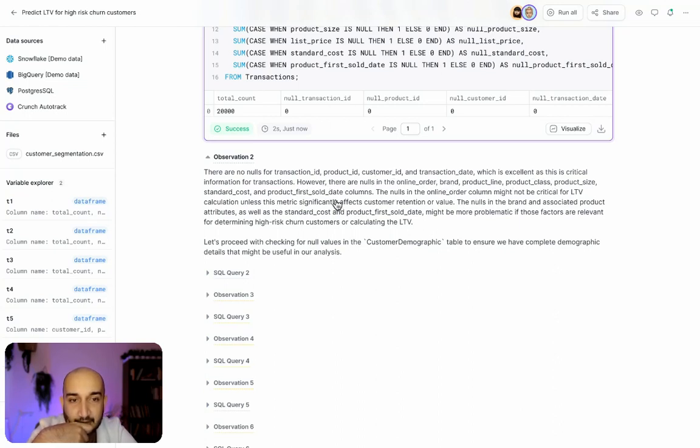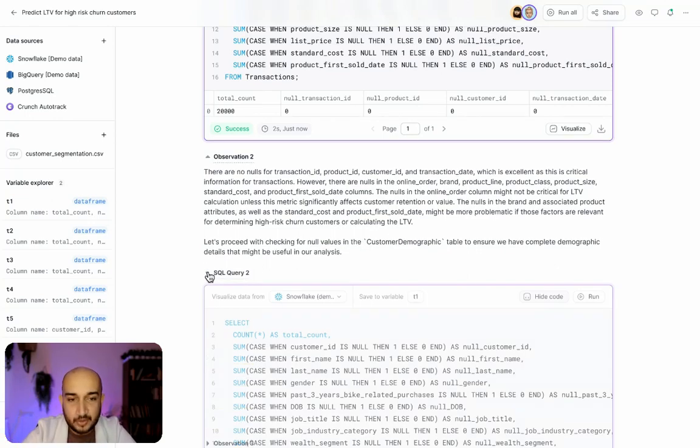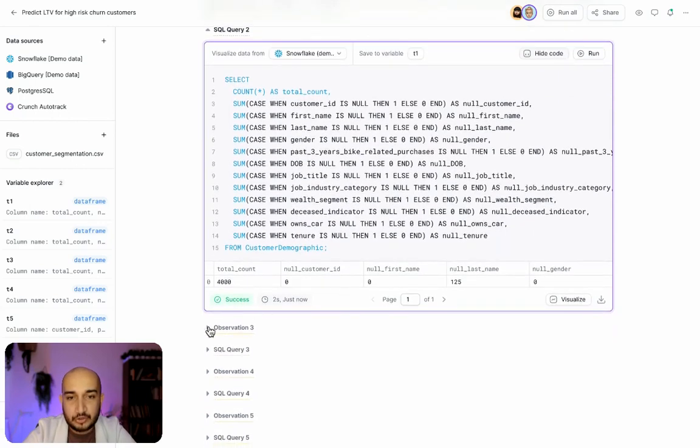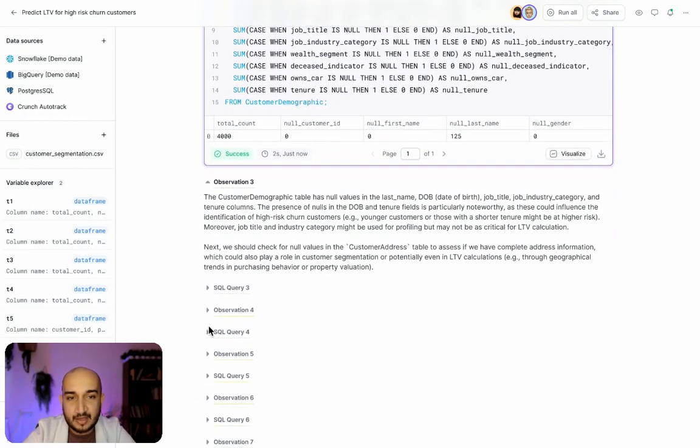Okay. The nulls in the order might not be critical for LTV unless this metric significantly affects customer retention or value. The nulls in the brand and associated products as well as standard cost might be more problematic if these factors are relevant for defining. Okay, let's see what it does next. So now it's doing the same on customer demographic. Makes sense. You see that the customer demographic has null values in date of birth and so on. This should be a problem.